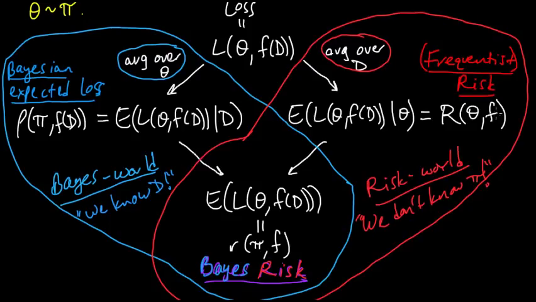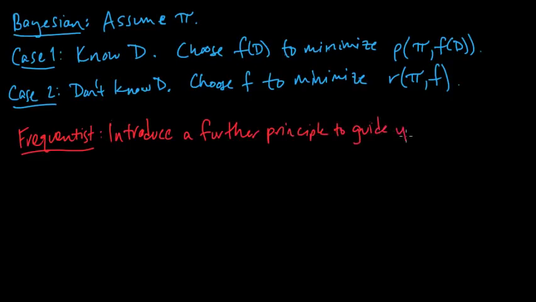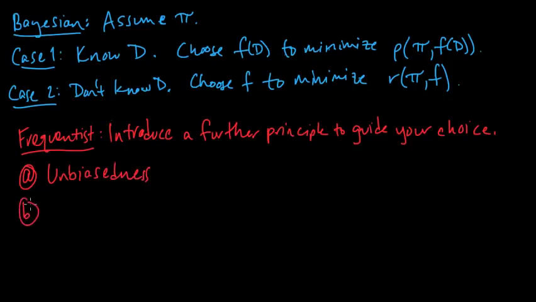It's not well-defined because F is a function here, and there's not a total order. You can't just say one function is always, for any two functions, you can't get this to always be better for one or the other. So we'll see that in a little bit more detail when we talk about admissibility. But to turn this into a well-defined problem, the solution which has classically been used is to introduce a further principle to guide your choice, to make this a well-defined problem. And some of the principles which have been used is unbiasedness would be one principle that you can use.